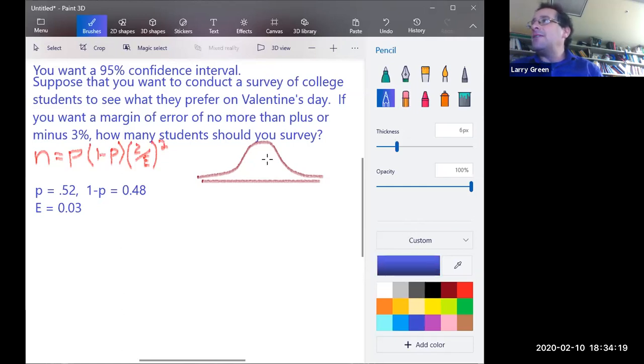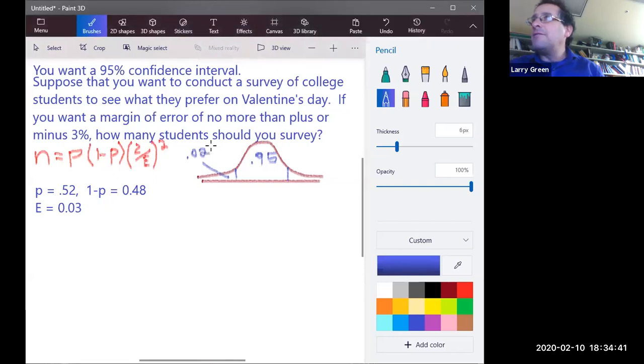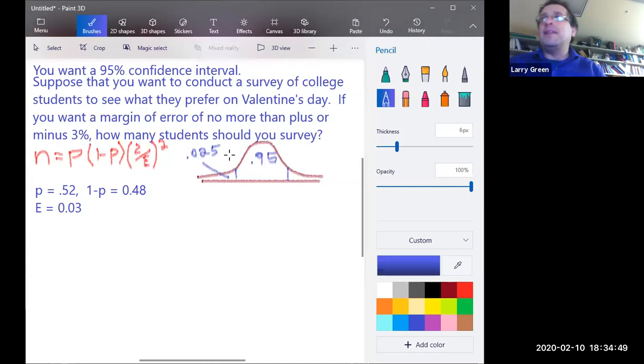And now we know that we want a 95% confidence interval. That's 0.95 as an area. So this area is half of what's left, or 0.025, right? If you have 95% inside, 5% is outside, 2.5% is to the left. And this right here is Z. Any questions on that?